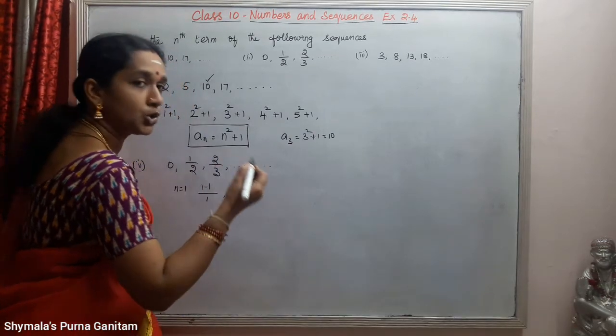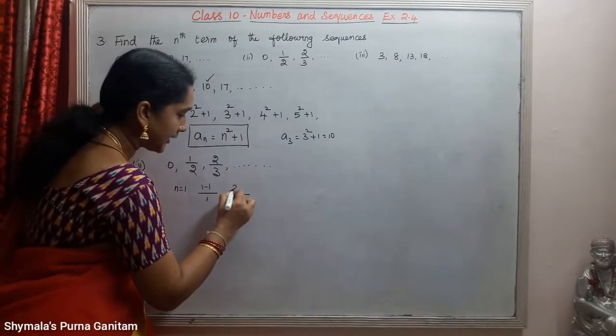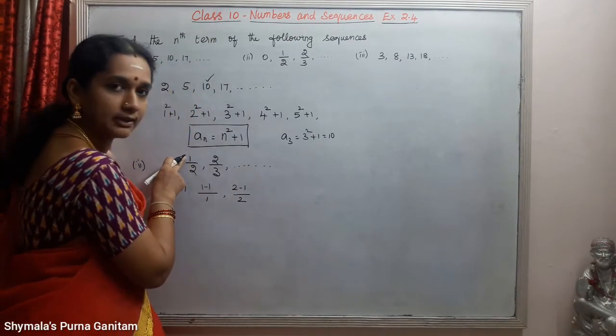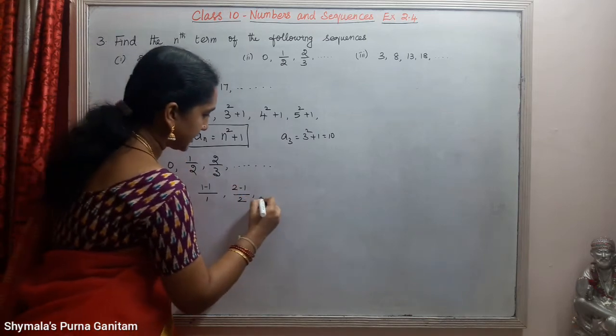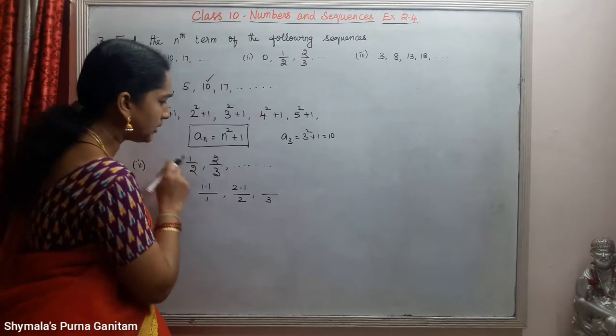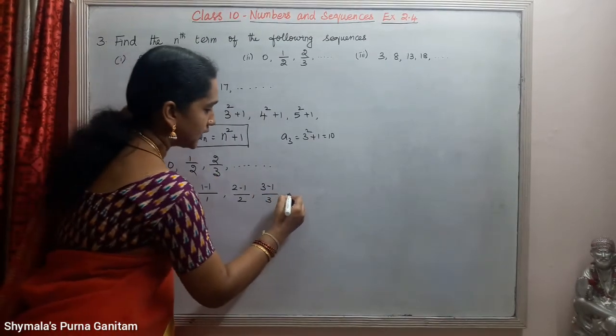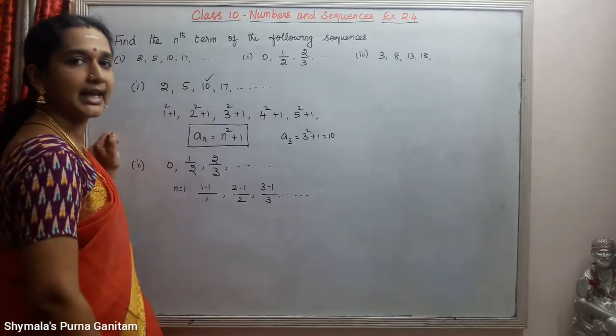Denominator, if we are taking n is equal to 2, the denominator is 2. The numerator is 2 minus 1, we are getting 1. That is the second term. Then next, if we are taking n is equal to 3, the numerator is n minus 1, we are getting 2. So the given sequence is like that only.